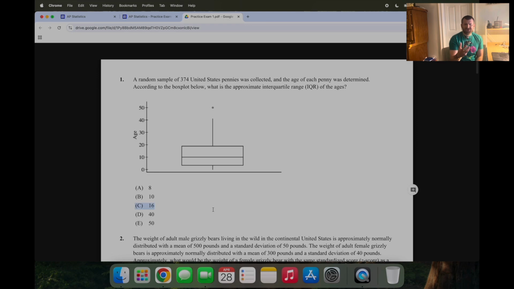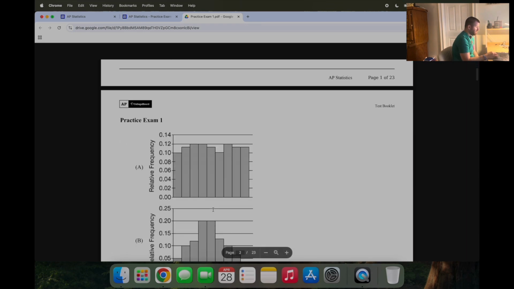But again, strategically speaking, anytime I see a graph, I'm starting to pick out unusual features. I'm looking for where is the center. Essentially, I'm thinking about SOCS the moment that I see a picture or any kind of graph.